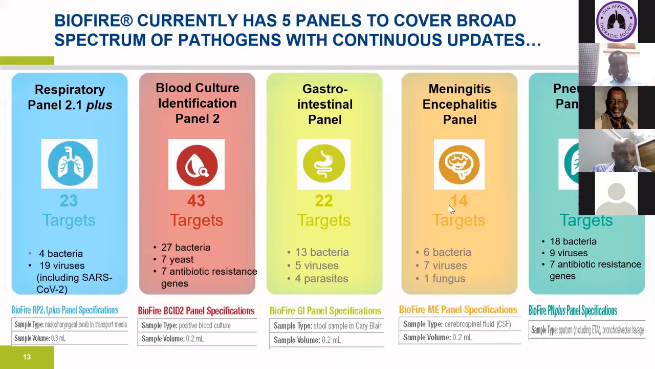So currently we have these 5 panels available across most markets that have this solution, including in Africa. We have quite a number of facilities that are using it. So you have your respiratory panel, 23 targets, blood culture identification panel, 43 targets, the GI panel with 22, meningitis encephalitis panel with 14, and pneumonia panel with 34 targets.